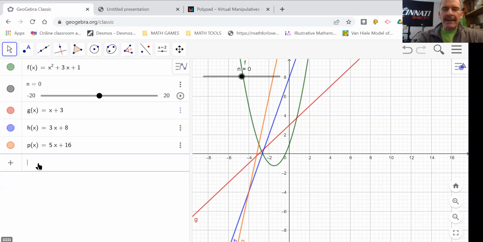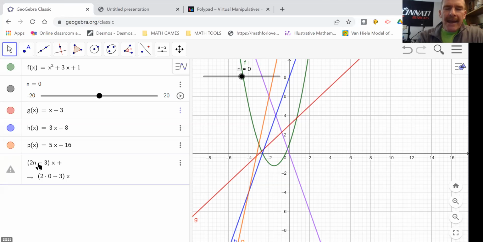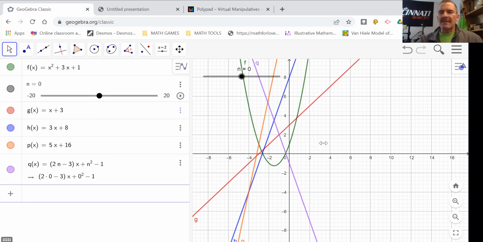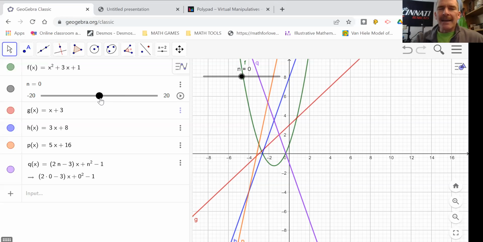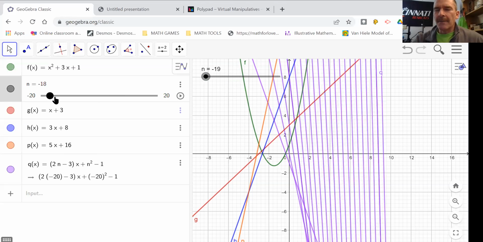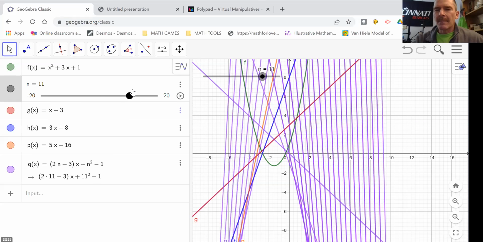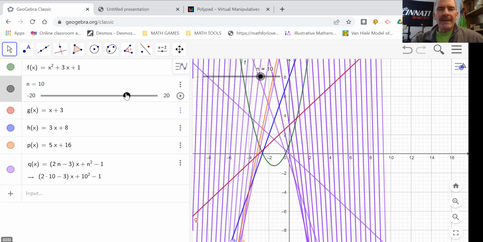So in general, what I could do is go 2n, the number of blocks I have, times x plus n squared minus 1, because there was already 1 block there. And that's this purple line here. And so I'm going to trace this purple line, and as I drag my slider around, it ends up that these are all the different things that I could add.